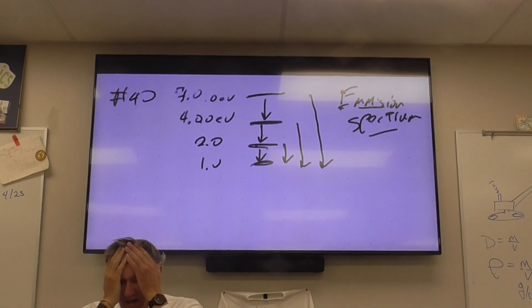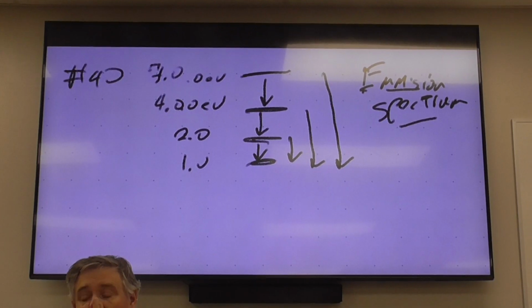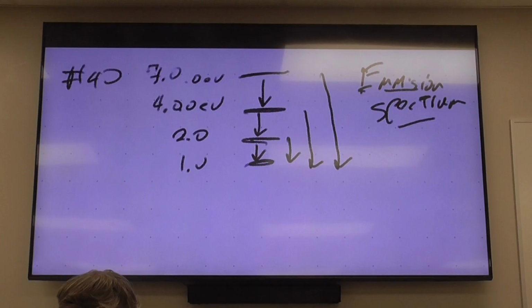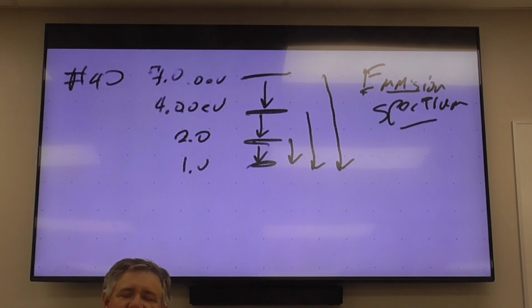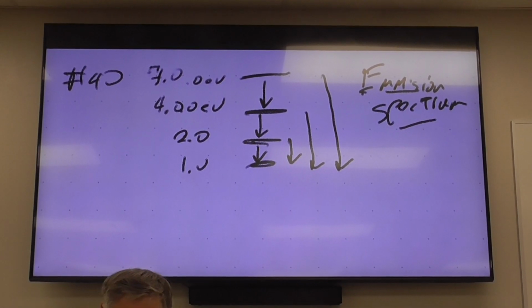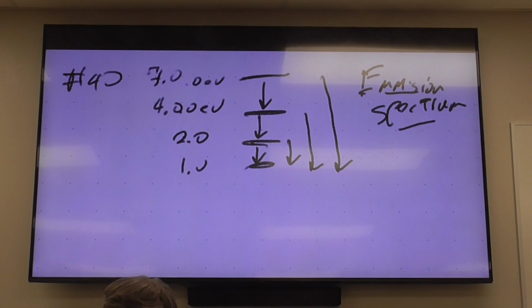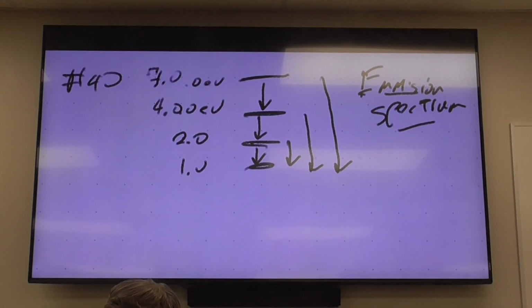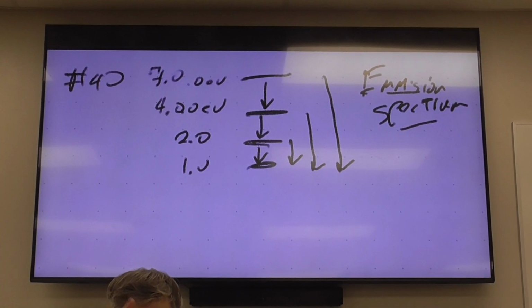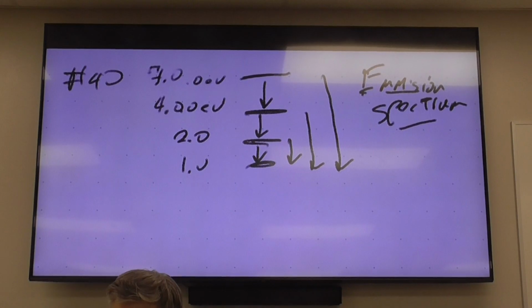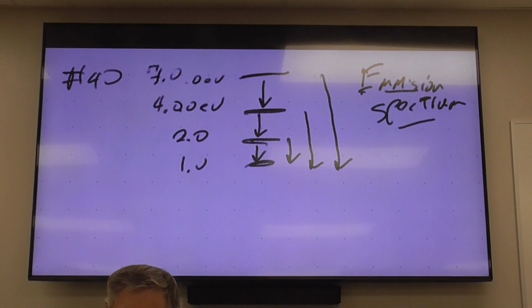Okay, so let's talk about question number 40 from the assignment from yesterday. So, here's the drill. You have two types of spectrum, and that's what that chart I have up there on the wall. We're going to talk about both of them today. You have emission spectrums and you have absorption spectrums.